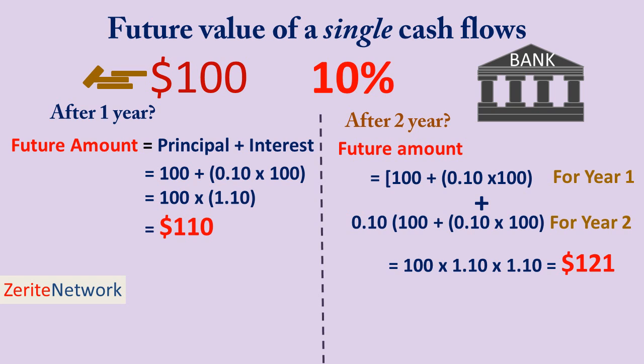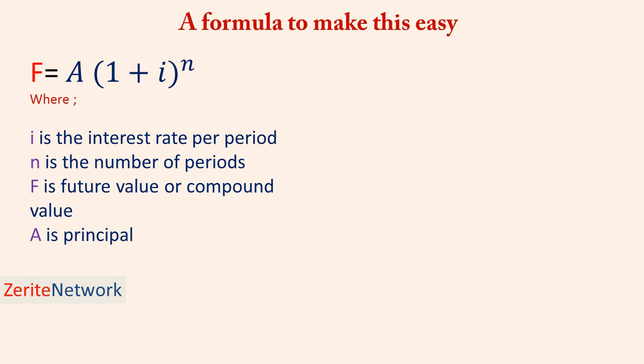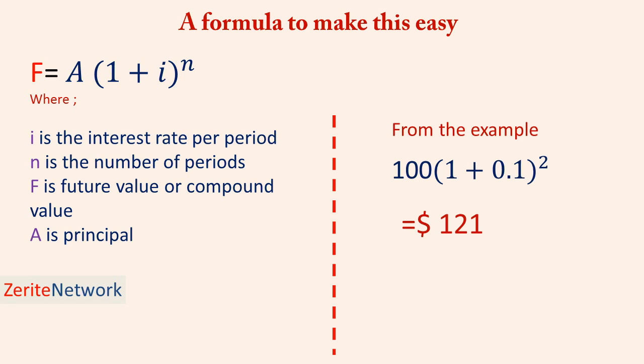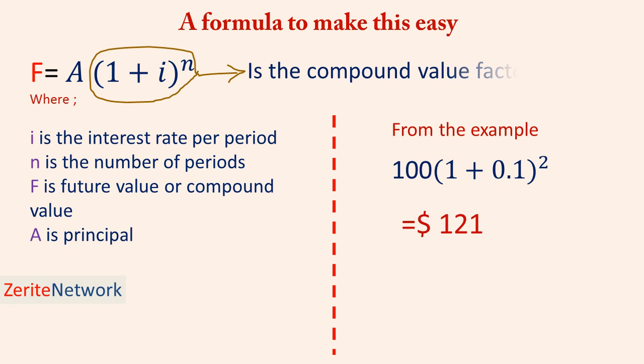Obviously, we need a formula to make this easy. So F is equal to A, and into bracket we have 1 plus i raised to power n, where i is the interest rate per period, n is the number of periods, F is future value or compound value, and A is principal. So from the example, we can calculate that as shown here, and that will give you $121. Note, from the equation, the (1 plus i) raised to power n is the compound value factor, and there are tables that give you such should you need one.